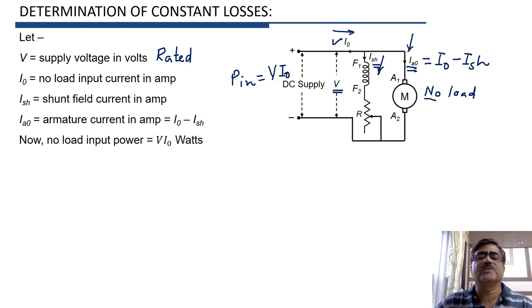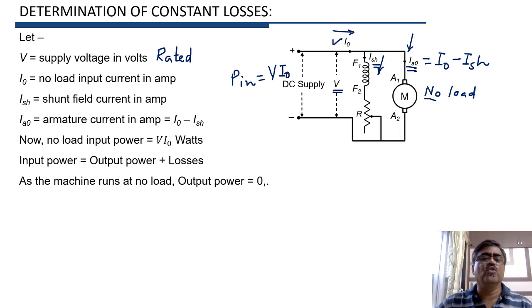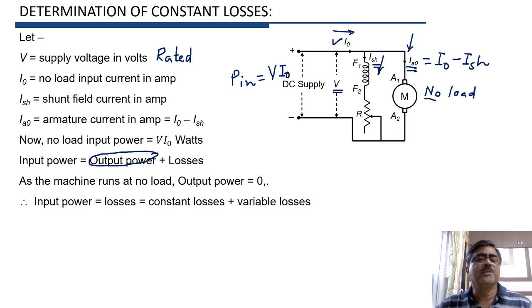Here V is the supply voltage and I0 is the input current at no load. Now in case of any machine, input power is always equal to output power plus losses. Here the machine is operating at no load and therefore the output power is equal to 0. And if output power is equal to 0, then input power must be equal to losses, and therefore input power is equal to losses.